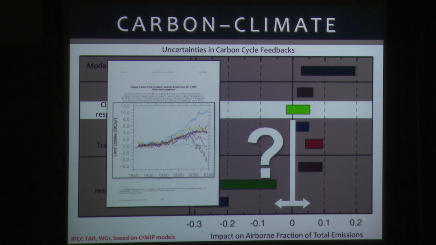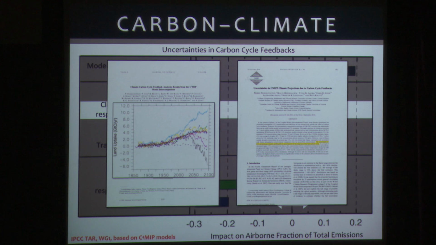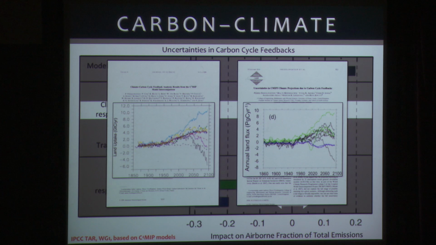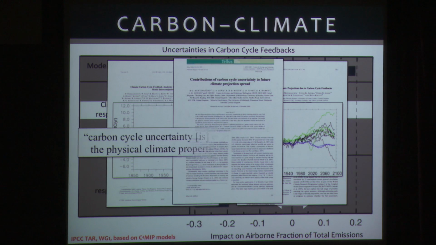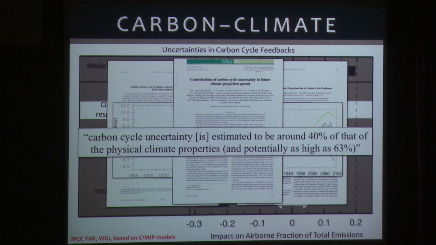Pierre redid this analysis in the CMIP5, and you would think that these models would improve with time, and this is what they look like more recently. So you can see that we're still struggling to reduce these uncertainties into the future. And like I said, the biosphere, this carbon cycle uncertainty, is a huge component.